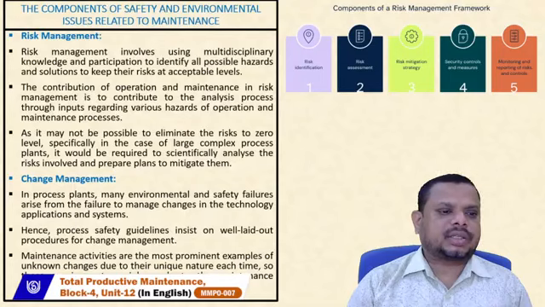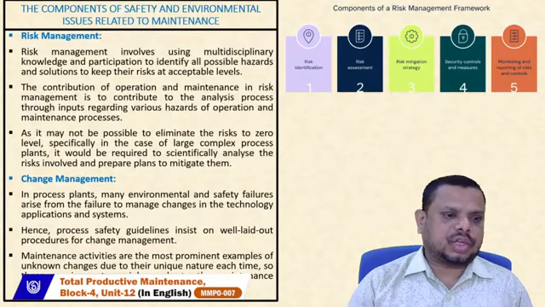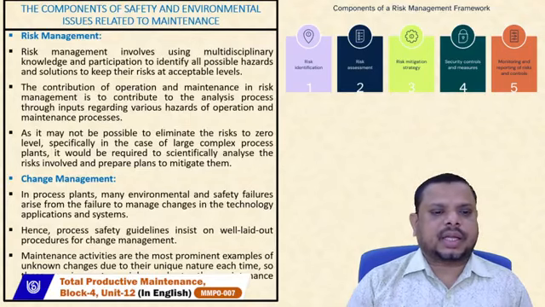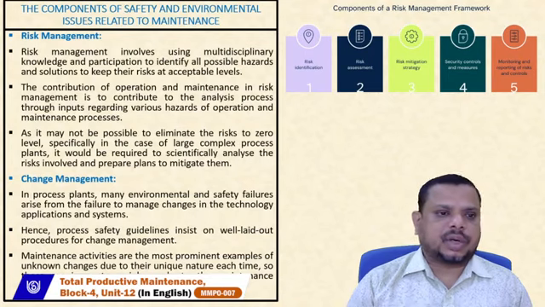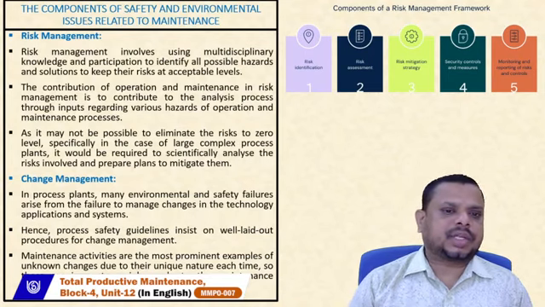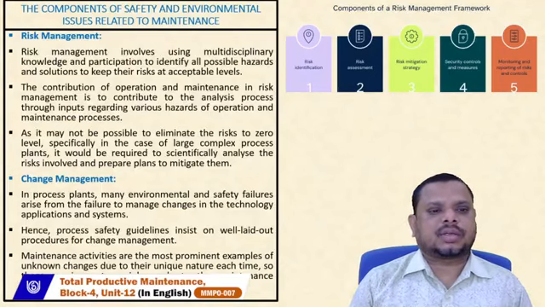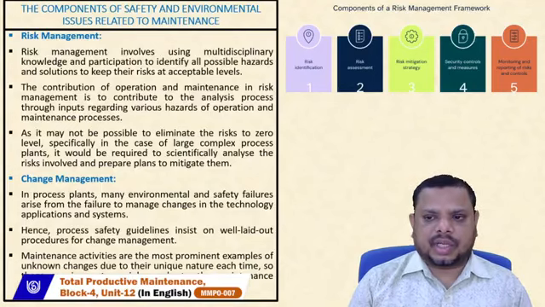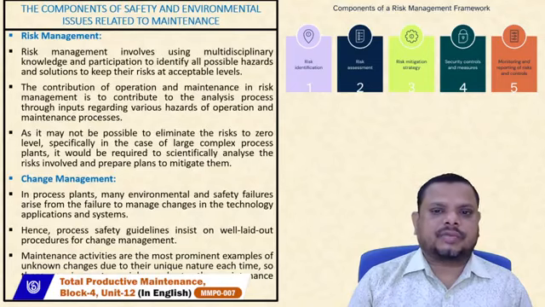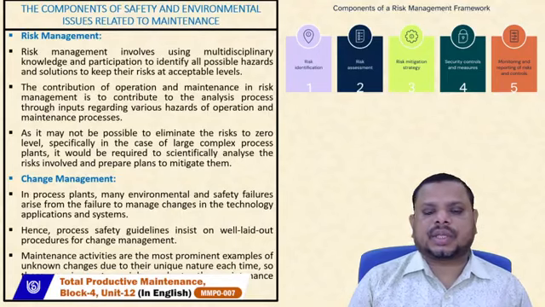And the last point, as it may not be possible to eliminate the risks to zero level, especially in the case of a large complex process plant, it would be required to scientifically analyze the risks involved and prepare the plan to mitigate them. So as far as risk management is concerned, it is basically done with multidisciplinary knowledge, and a large amount of participation is required to identify the possible hazards and their solutions so that you can accept the risks at acceptable levels. This is point number one.